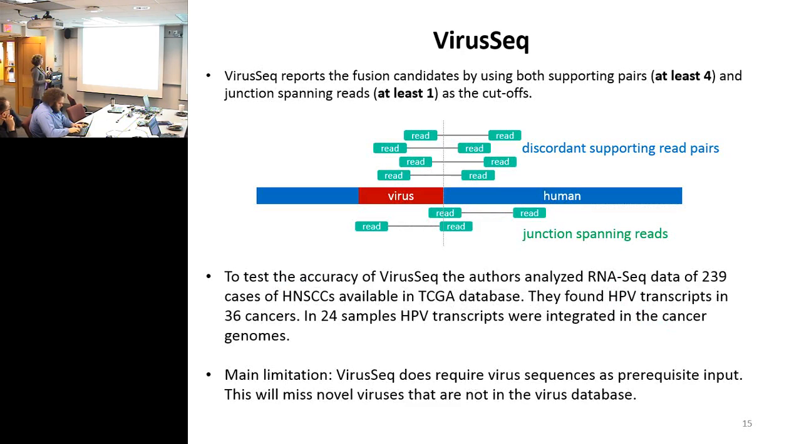And to test the accuracy of virus-seq, the authors of this software analyzed RNA-seq data of 239 cases of head and neck squamous cell carcinomas from the TCGA. They found 36 cancers, and 24 of them were integration positive.